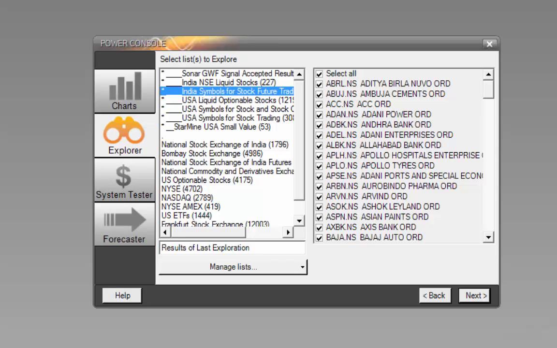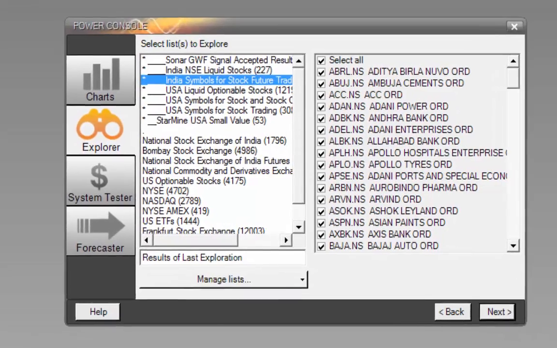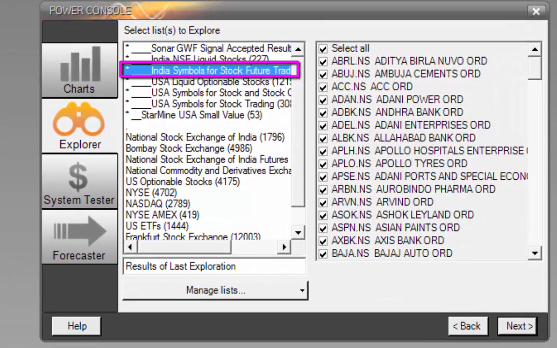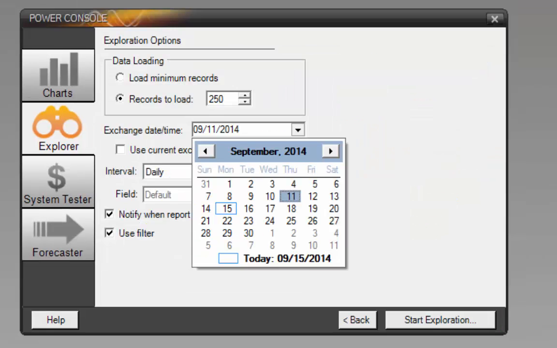We will run Sonar go with flow on our standard symbol list for India market, which is India symbols for stock future trading. Click Select All to select all symbols and then click Next. In exchange date time, we will select 11th September as if we are running Sonar near or after market close on that day and click Start Exploration.